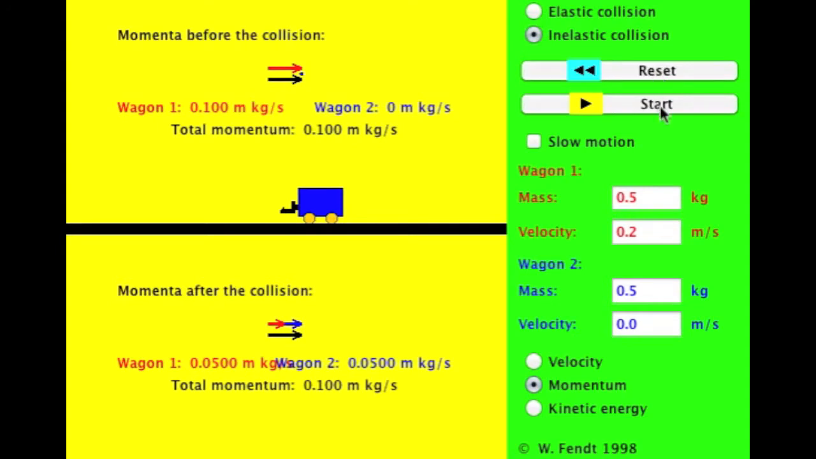The next simulation shows an example of an inelastic collision, where one object at a velocity of 0.2 meters per second collides with the stationary object of the same mass. Notice how these objects link upon collision. After the collision, the object has twice the mass, and as a result, the velocity is reduced. Both sides of the equation remain constant, and the momentum is shared equally.